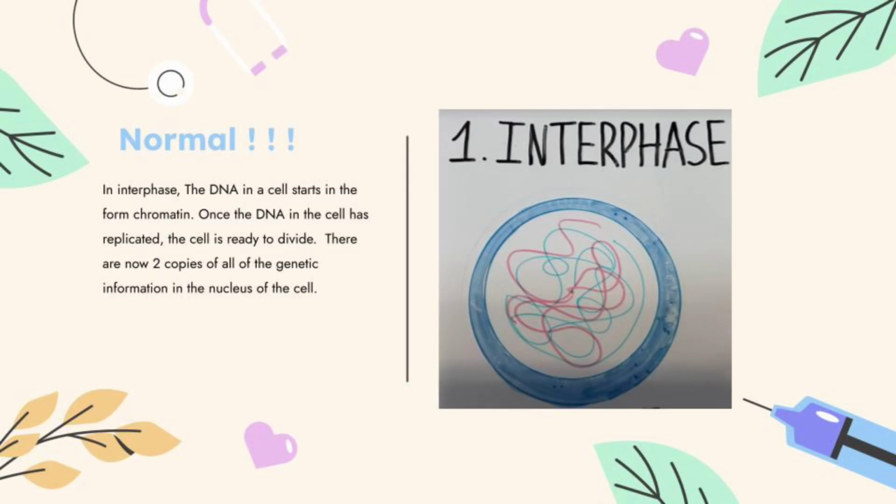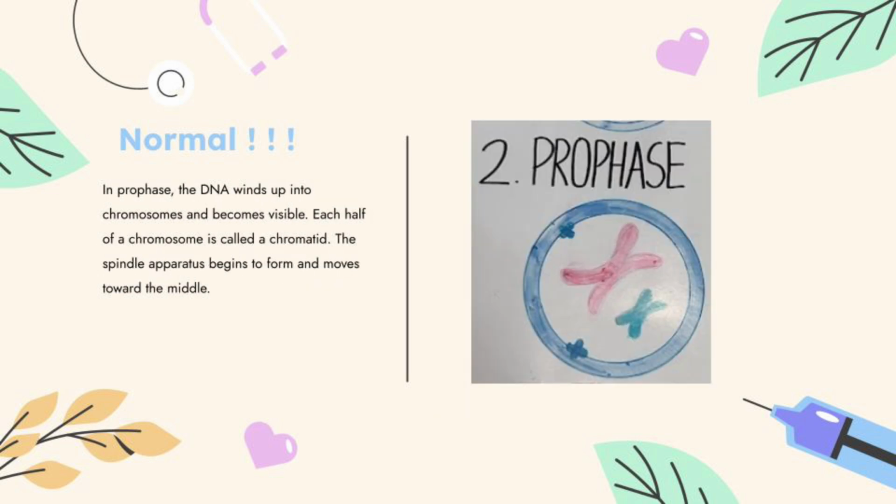In interphase, the DNA in a cell starts in the form of chromatin. Once the DNA in the cell has replicated, the cell is ready to divide. There are now 2 copies of all genetic information in the nucleus of the cell. The DNA winds up into chromosomes and becomes visible. The spindle apparatus begins to form and moves towards the middle.